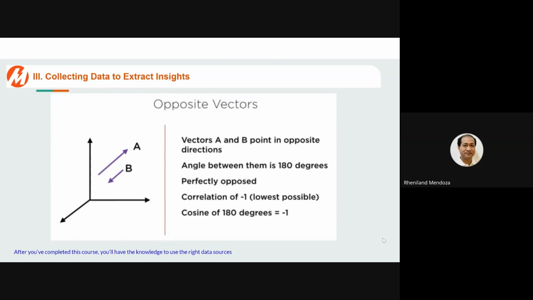Now, lastly, let's consider opposite vectors. Here, vectors A and B are opposite in direction. So the angle between these vectors is 180 degrees. Such vectors are said to be perfectly opposed. And the correlation between these two vectors is thus equal to -1. And this is the lowest possible value. Now, if you calculate the cosine of the angle between these two vectors, the cosine of 180 degrees is equal to -1.